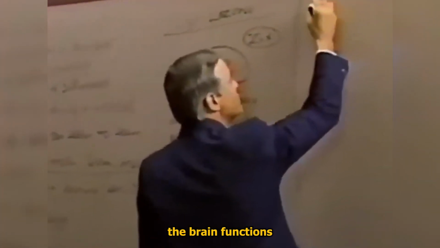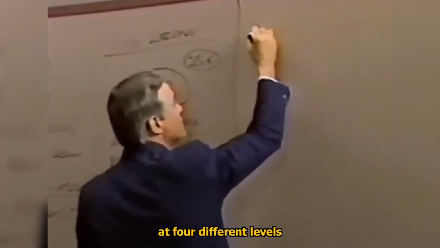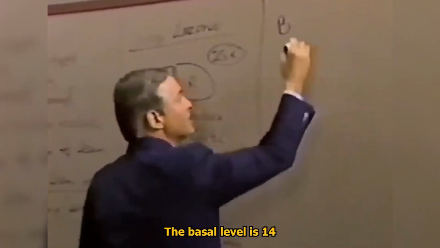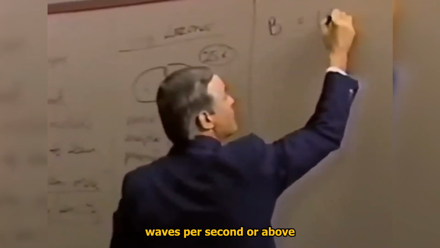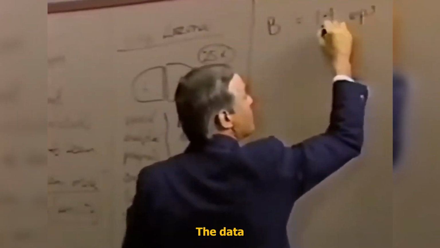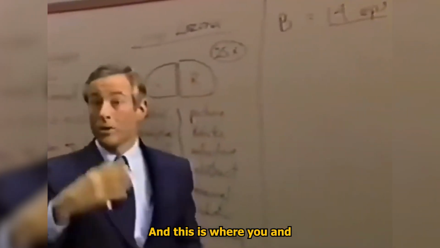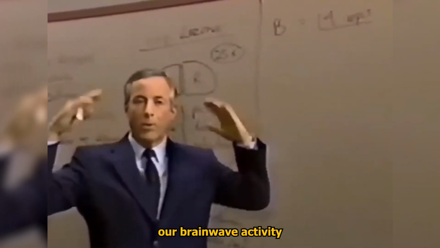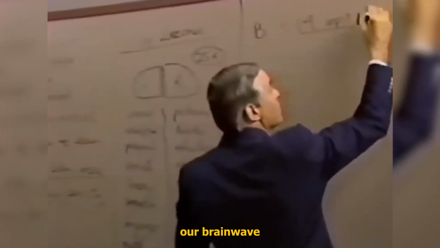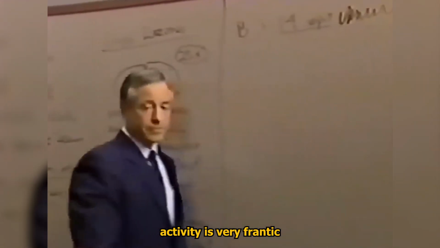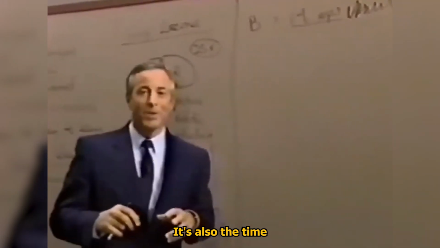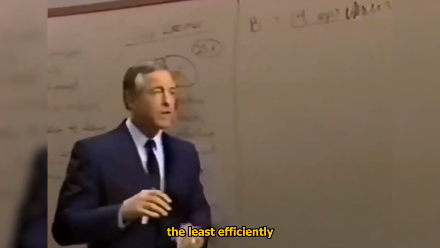For instance, he found that the brain functions at 4 different levels. And the first level is what is called the beta level. The beta level is 14 waves per second or above. The beta level is normal waking. This is where you and I are. Whenever our mind is very active, very intense, our brainwave activity, or what is called cycles, is very frantic. This is where most of us spend most of our time. It's also the time where we learn the least efficiently.